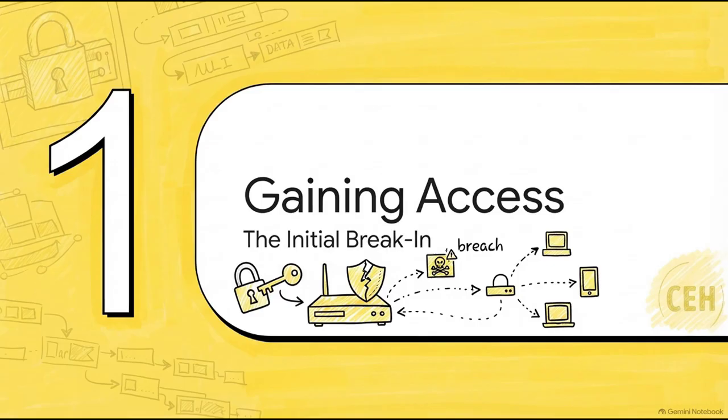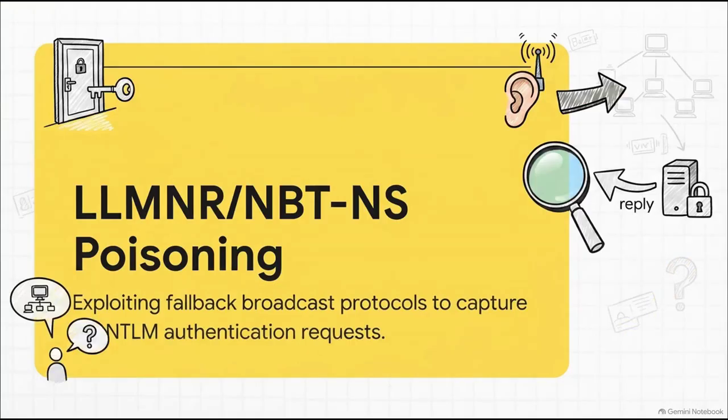All right, starting with Phase 1, gaining access. This is the initial break-in. Picture the attacker standing right at the front door of the network, figuring out how to pick the lock. One of the absolute stealthiest ways they steal credentials to get inside is through LLMNR and NBT-NS poisoning.